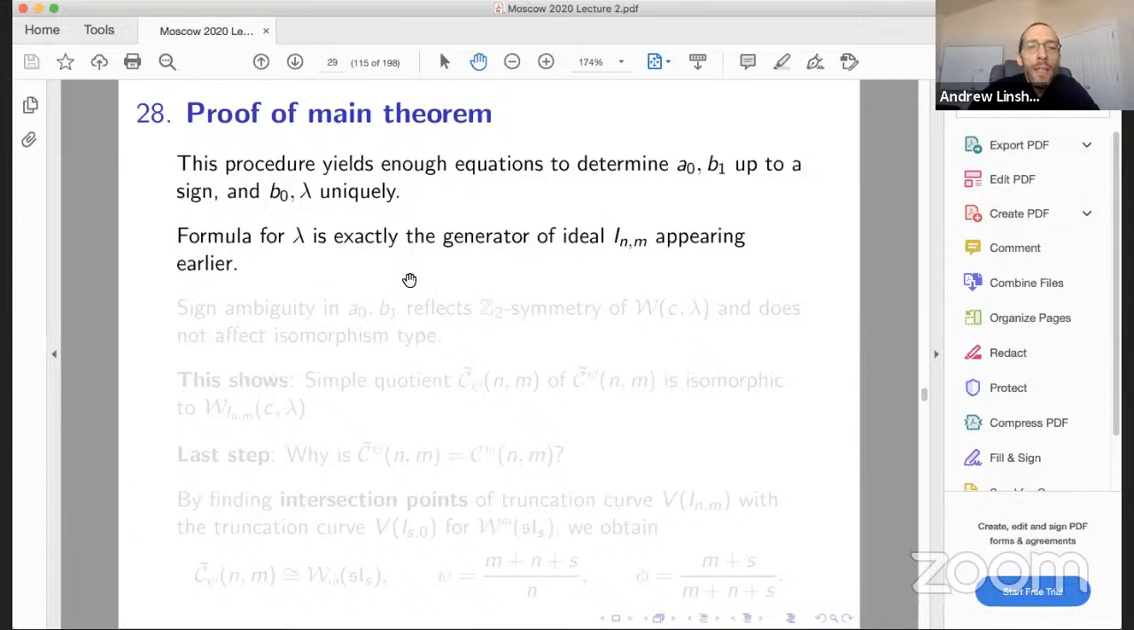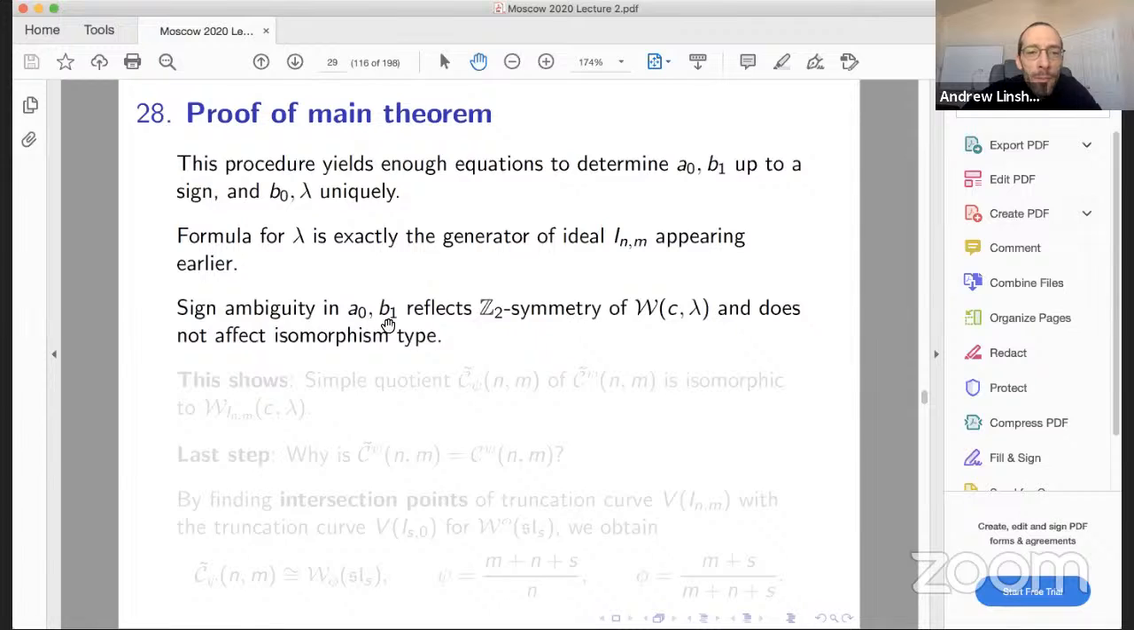What's important about this calculation is that even though the OPE structure gets more and more complicated when n and m get large, none of that matters. This can be carried out uniformly at fairly low weights. That means that it's a feasible calculation to do. There's a little bit of sign ambiguity in these terms, but that only reflects the fact that W C lambda has a Z2 action. It doesn't affect the isomorphism type.